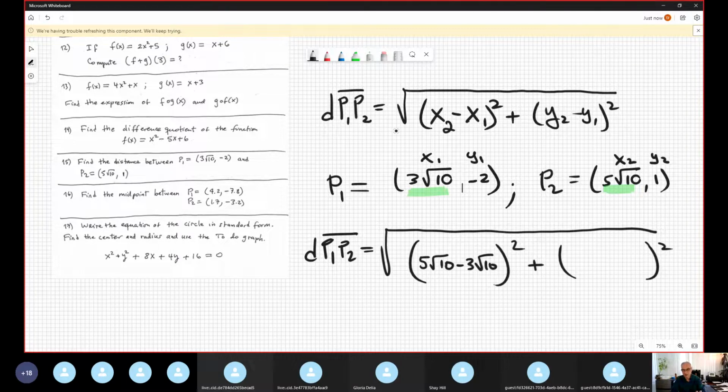You're subtracting the x component, and either way, it's 2 minus 1 or 1 minus 2. Doesn't matter. And the y is exactly the same.